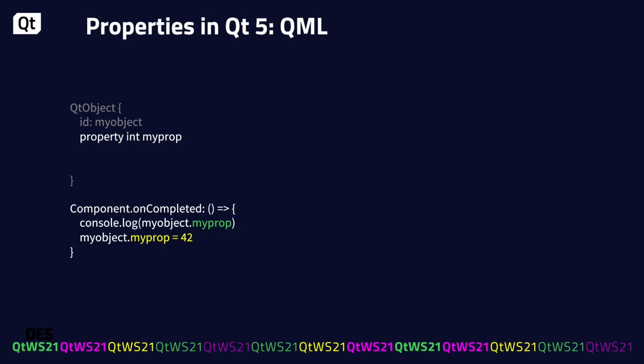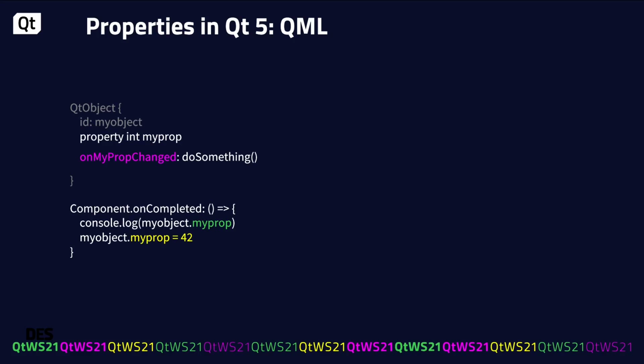Moreover, whenever you write property something in QML, we will automatically synthesize a signal for it, and that signal is called myPropChanged in this case, or generally name of the property changed. And with that signal, you can react to it by using a signal handler in QML.